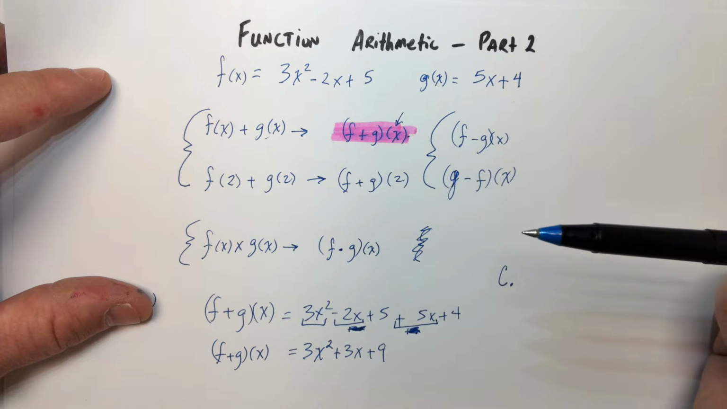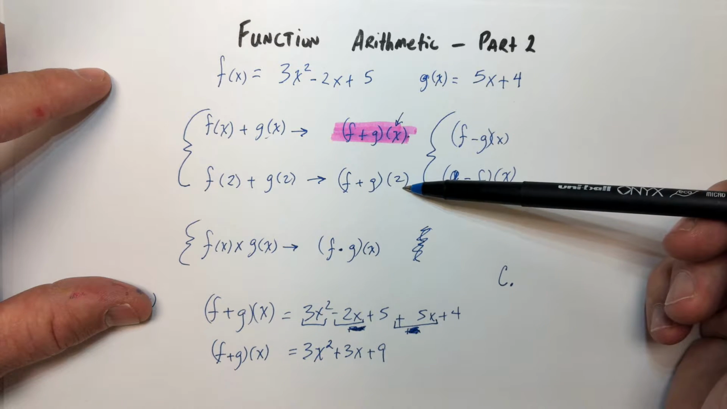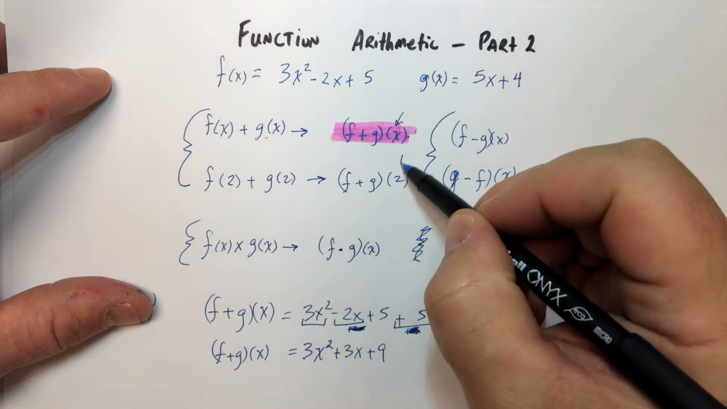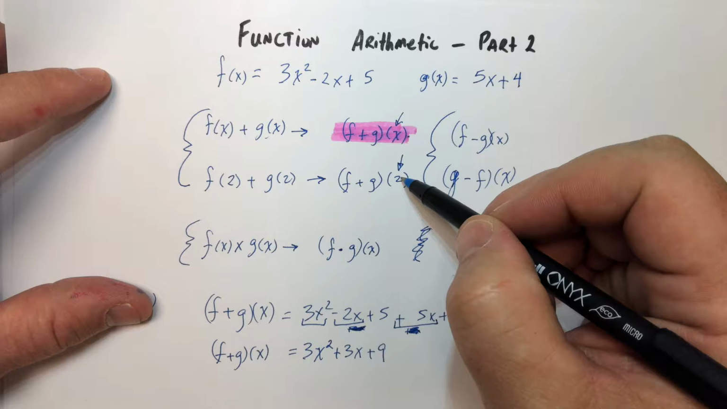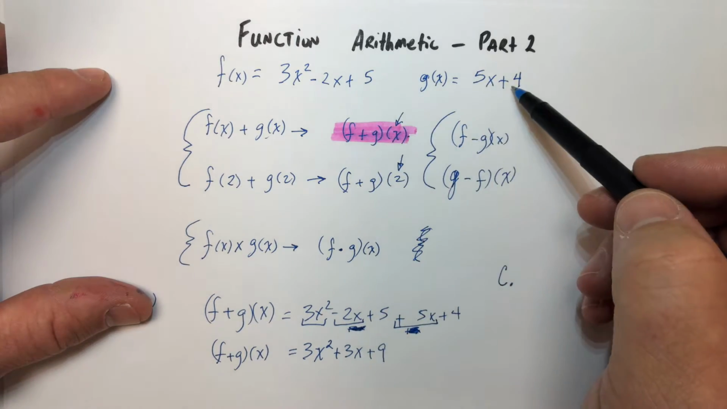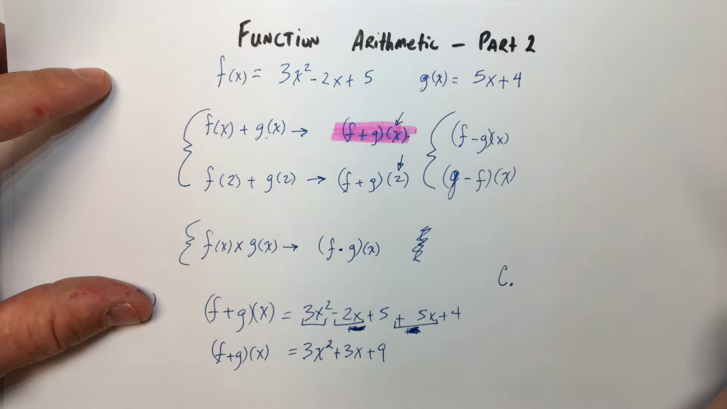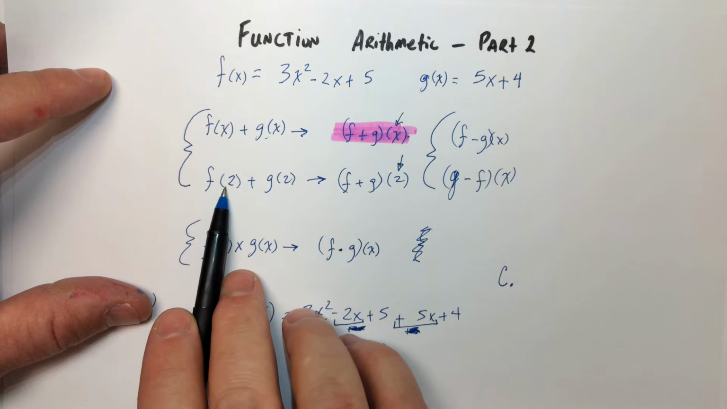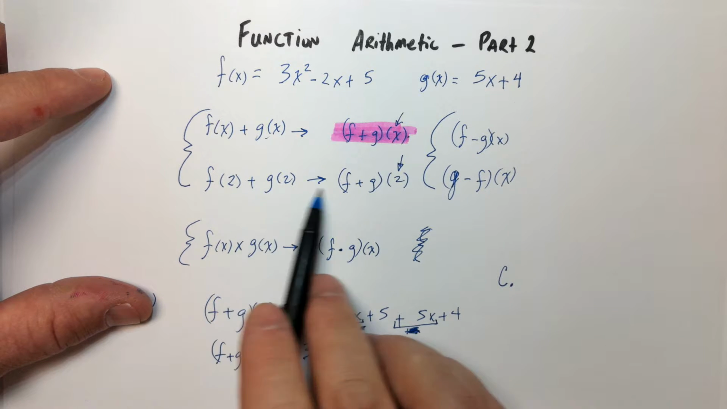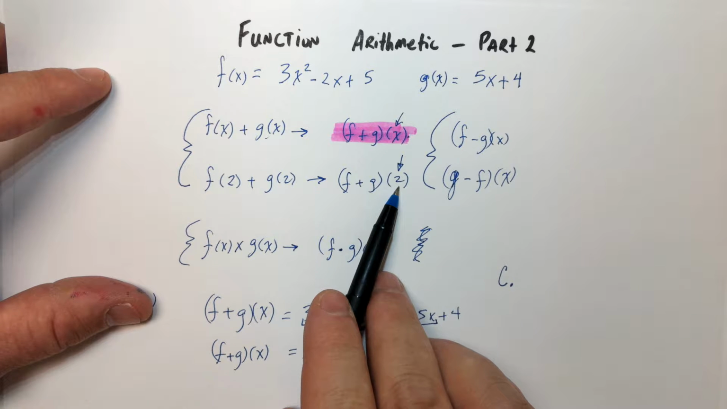Questions? So what do you think the difference between this one and this one is? Yeah, one has a value. Yeah, that's it. This just means replace x with 2. That's it. You could do it first. You could put 2 in first and then evaluate both and then add them together. Does that make sense? Like you could do f of 2 first and see what number that would be. And then you could do g of 2 and see what that number would be. And then you could add those together. Or you could add the functions together first and then plug in the 2.